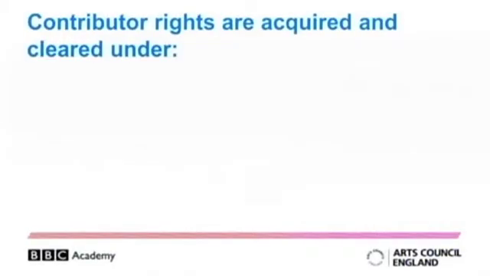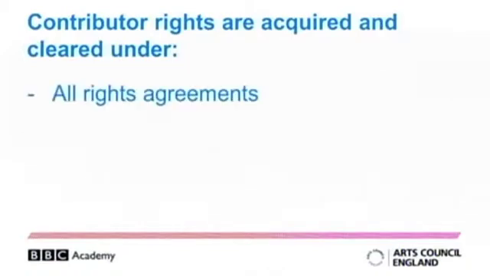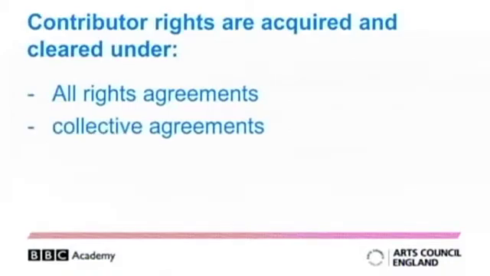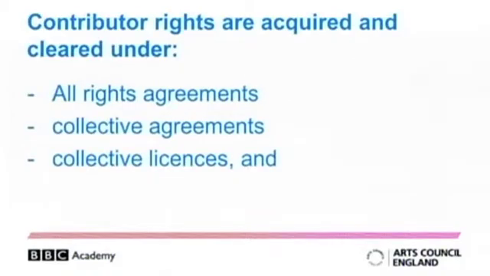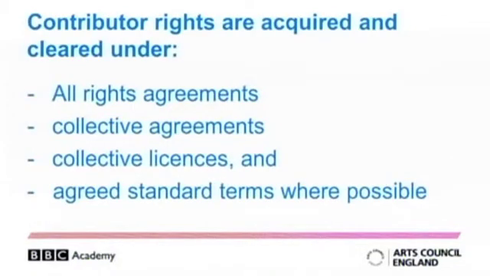So, very quickly, I'm going to just go through the 4 different types of how we contract copyright holders and performers. We have all rights agreements, we have collective agreements, we have collective licenses, and we have agreed standard terms where possible. Sometimes we do bespoke agreements, but we try not to do that because that stores up problems for the future, particularly when you start looking back at the archive and you have to dig out that bespoke contract and assess whether you have those rights.